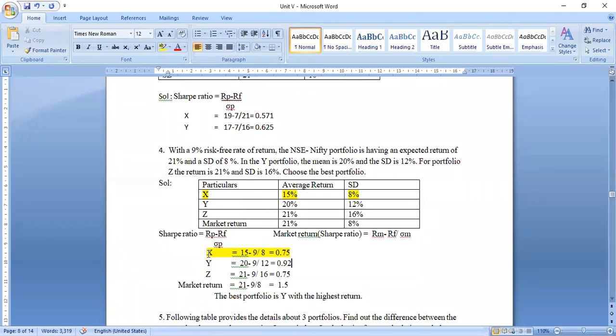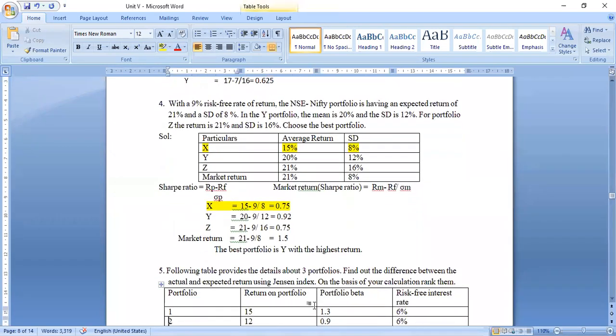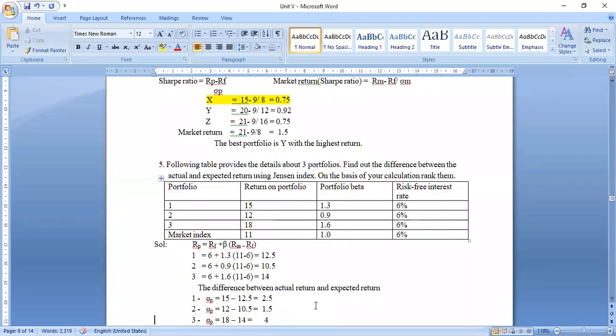I'll just put these values into the statement here so that you can use them for calculation. And even when you compare all three, X, Y and Z, we are going to choose portfolio Y itself, because its value is comparatively higher than that of X and Z. So the best portfolio is Y because it gives us the highest returns.